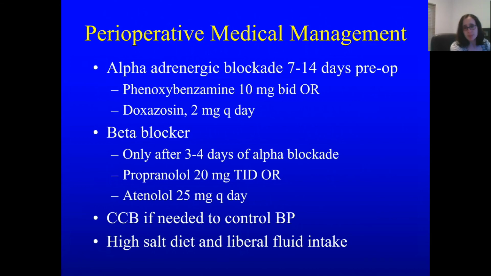If they're alpha blocked, beta blocked, and they still have issues with blood pressure, a calcium channel blocker would be fine. We titrate the alpha blocker to orthostasis. If they feel like crap and like they're gonna faint, that means you're doing a good job. And so we ask them to have a high salt diet and liberalize their fluid intake just to keep their intravascular volume up.